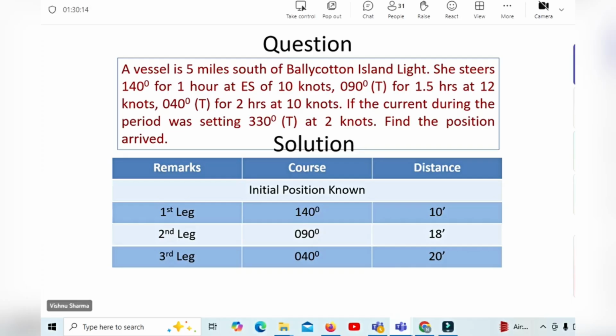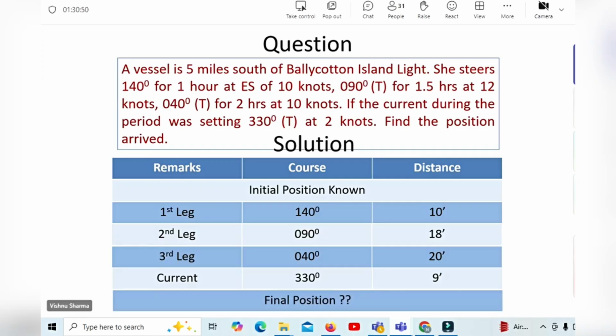Then the current. In day's work, what were you doing, beta? You were using current as one special leg. You used to make a separate row for current for the full duration. Do you remember that? Yes or no? Am I right? Yes, sir. Okay. So the current is for how many hours? 1 plus 1.5 plus 2. It is for 4.5 hours. So what will be the drift in 4.5 hours? 9 miles. So current 330, drift will be 9 miles. Am I right, guys? And what does he want? He wants you to find the final position. Don't you think it's your day's work question, guys? Yes or no?